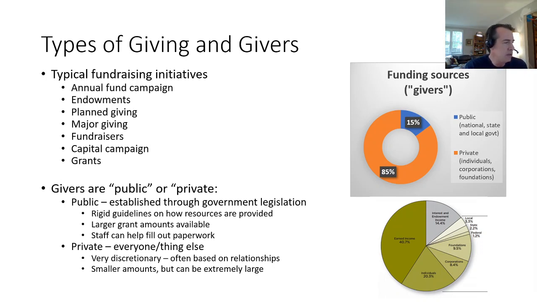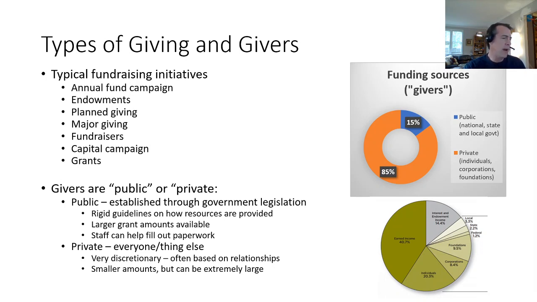But private giving is basically everyone and everything else. That's going to be individuals, corporations, foundations, that sort of thing. Oftentimes, the decision of whether or not those funds go out is very discretionary. It's based on, do you have a good relationship with the person who is giving the money? It's all about developing those relationships. It's not quite as formal. Typically, those amounts are smaller, but as we'll see, they can be extremely large.